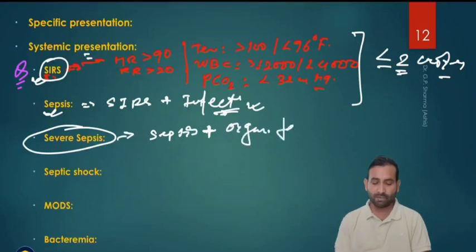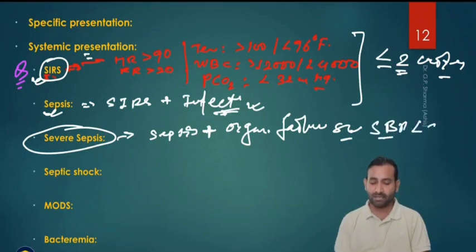Severe sepsis means the patient has sepsis plus any one organ failure symptom. For example, systemic blood pressure less than 90 mmHg. Is that okay? Then we say this is severe sepsis.